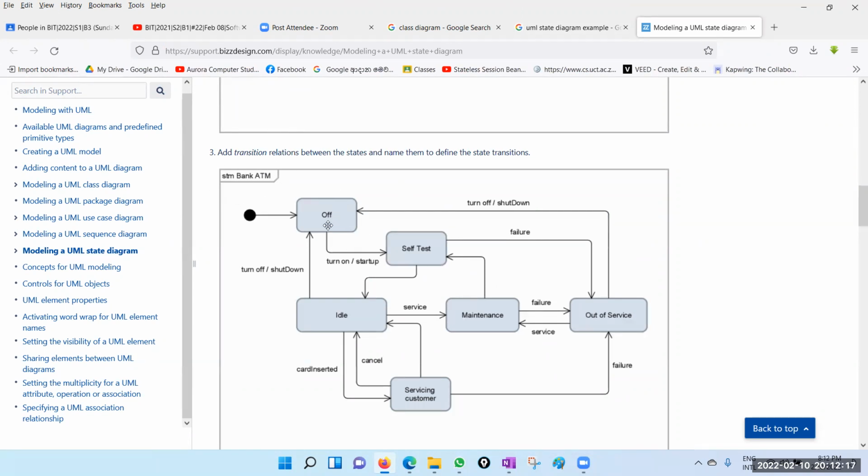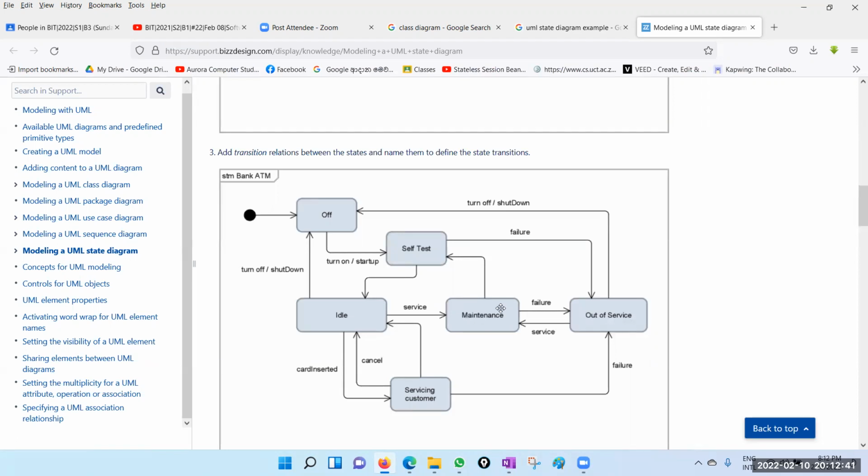So the teller machine is off. It is now doing some self-testing because it's a machine, a computer. Now it's idle, waiting for some customers. Now it is servicing the customer. Now it can go back to the idle. Again, go back to servicing. Again, go back to idle. Then maybe it can go to the maintenance mode. You know that sometimes we have to change money, so refill the money, etc.